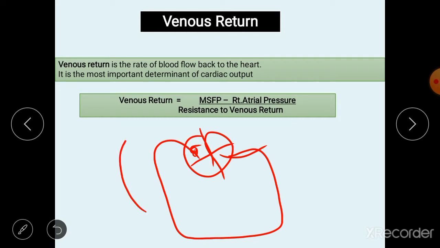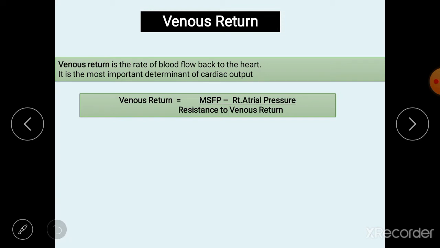The amount of blood which is coming into the heart is directly proportional to the amount of blood which is being pumped out of the heart during each beat. So, venous return is directly proportional to the cardiac output. So, it is also the most important determinant of the cardiac output. According to the formula, venous return is equal to the mean systemic filling pressure minus the right atrial pressure divided by the resistance to venous return.